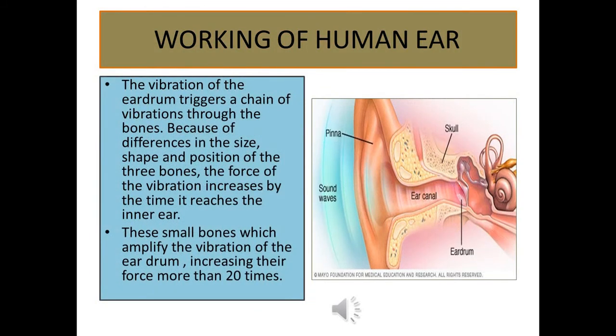The vibration of the eardrum triggers a chain of vibrations through the bones. Because of differences in the size, shape and position of the 3 bones, the force of the vibration increases by the time it reaches the inner ear. These small bones amplify the vibration of the eardrum, increasing its force more than 20 times.